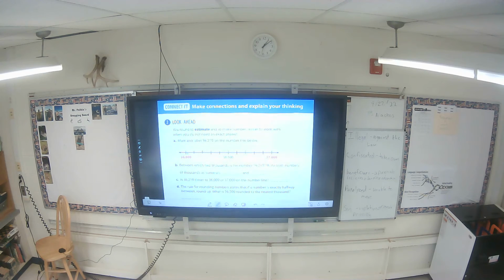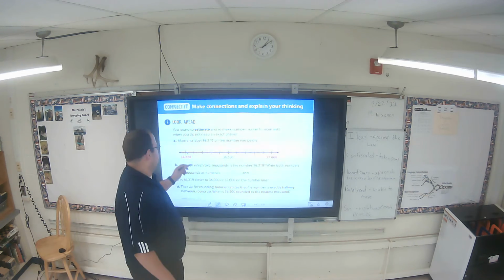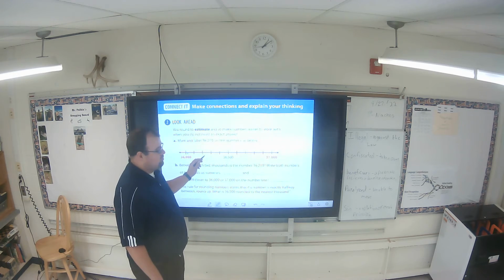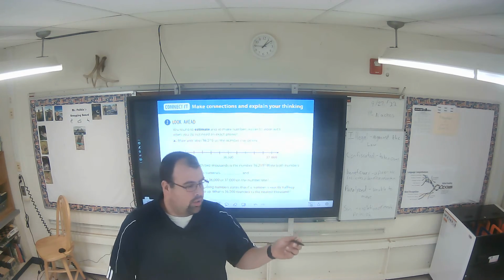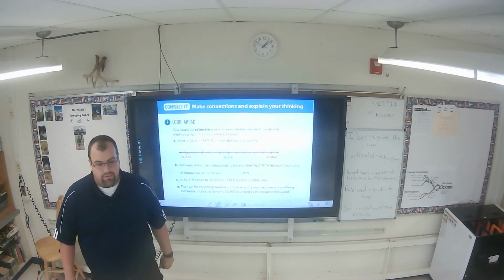Each one of those dashes is roughly 100, because we're going from 36,000 to 36,500 and there's 5 dashes. That means each one's roughly 100, right? So this would be 36,100, this would be 36,200, this would be 36,300, 36,400, 36,500, right?